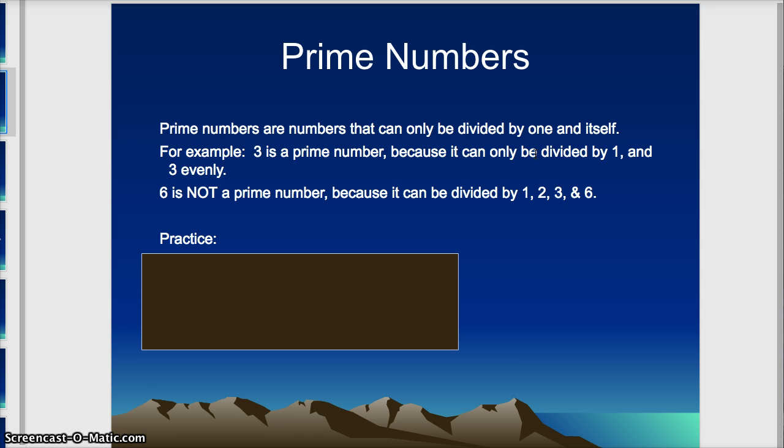6 is a non-example because it can be divided by 1, 2, 3, and 6. So all of those numbers make 6 a composite number, not a prime. So let's do some practice.